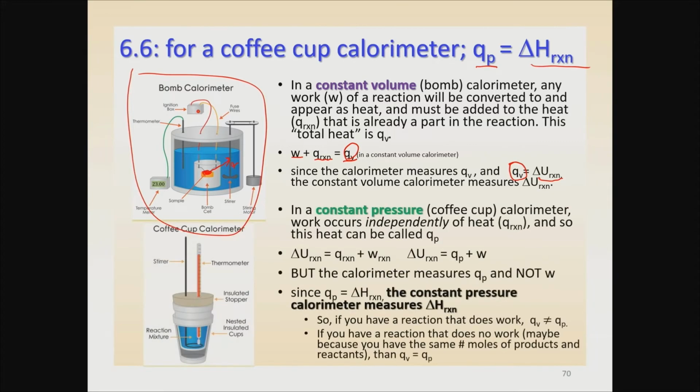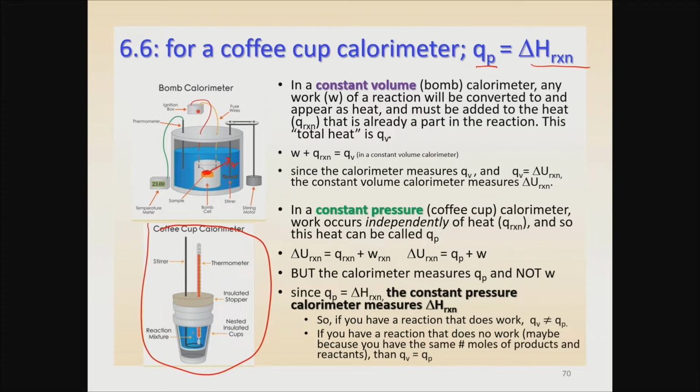Now, for a constant pressure calorimeter, a coffee cup calorimeter, things are a little bit different. And so here we have our coffee cup calorimeter. And so here we have our chemical reaction that is occurring. Now, notice here we are not at constant volume.